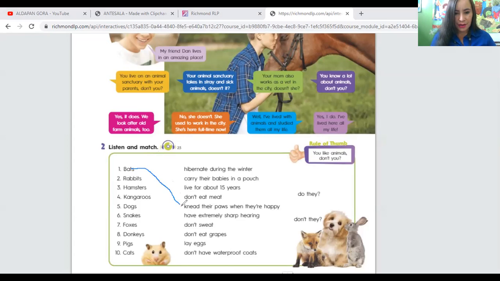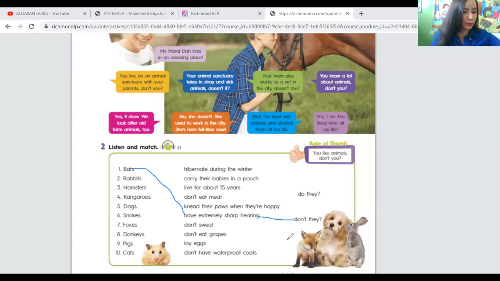Bats have extremely sharp hearing. Then the tag question is, don't they? Next one.